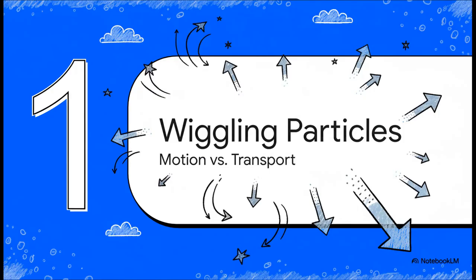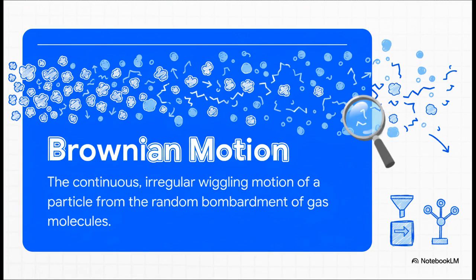All right, first things first, we have to get crystal clear on the most fundamental concept of all, the huge difference between the chaotic, random dance of one single particle and the predictable, overall movement of a whole cloud of them. And it all starts here, with what we call Brownian motion.